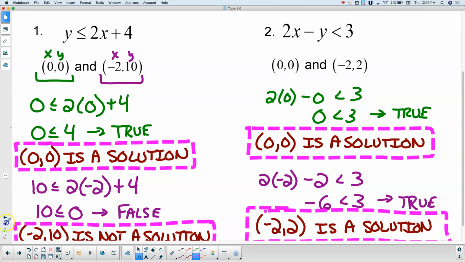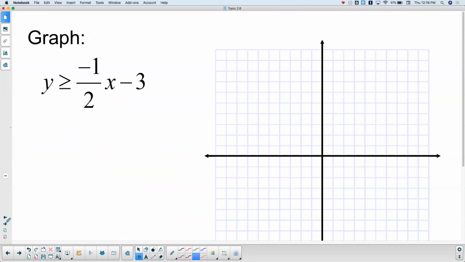Love it. All right, let's get into it. Here we go. So we want to graph this one. First off, I am thinking of this like y equals negative 1/2 x minus 3. I think about it as an equality. Okay, with me? Yes. Now, is my line in the end going to be solid or dashed? Solid, because I have the equality part.